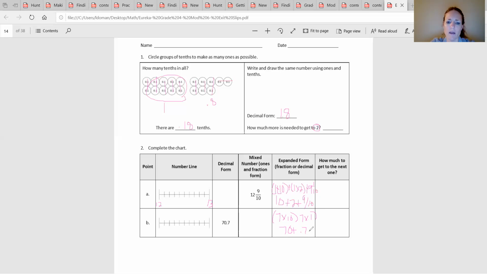So I want you to go ahead and fill in the other boxes. Again, make sure you go ahead and put the dot on the number line as to where this fraction would go. Make sure you write this as a decimal, this as a fraction. How many more to get to the next whole? Okay. All right, I'm going to go ahead and clear that and we'll move right along.